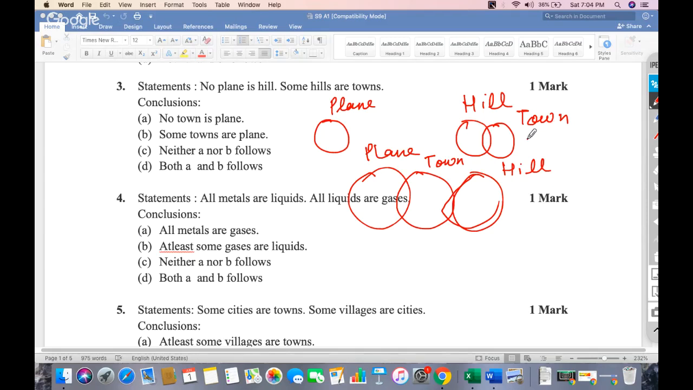So "no town is plain" is the conclusion from here, and "some towns are plain" is a conclusion from here. So both of them can follow. In the first condition, this case is following. In the second condition, this case is following. That is why I am taking option D.